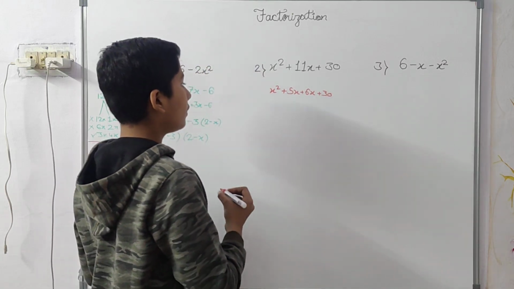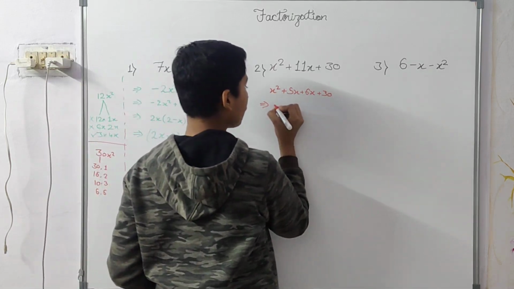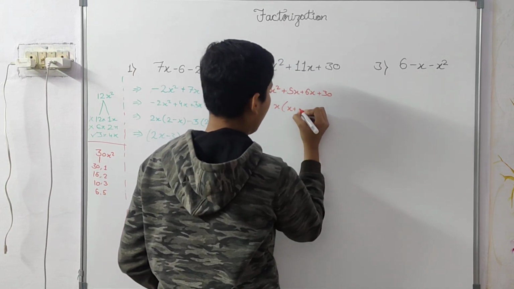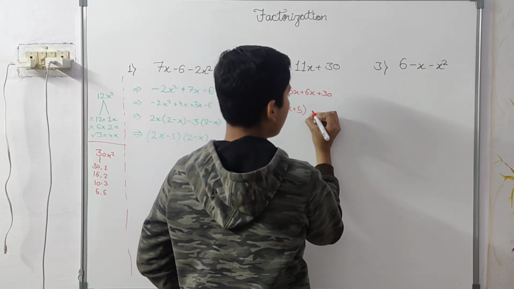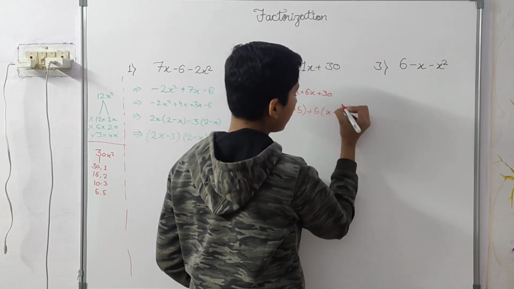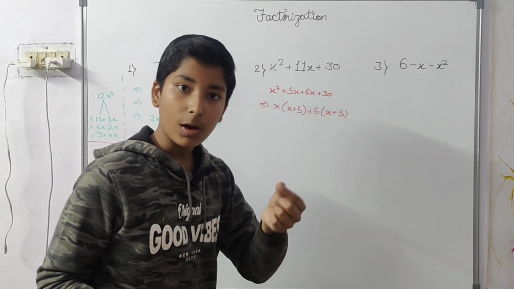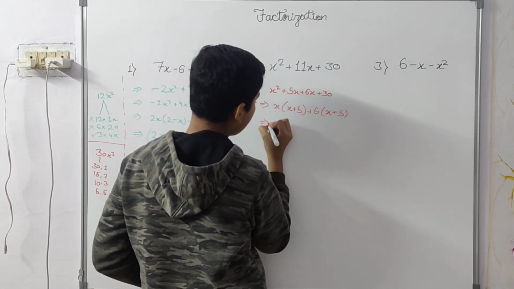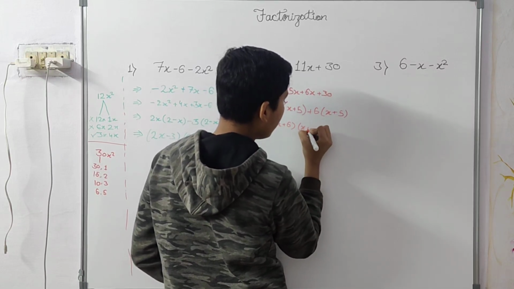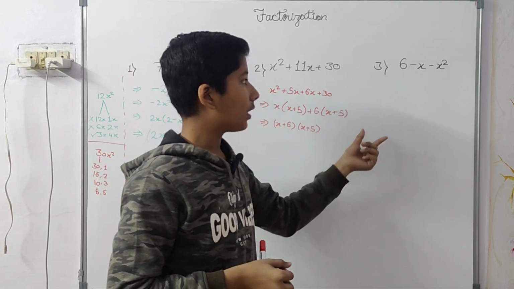See, now what will we do? We'll just again take common. X is common over here, so we'll write x plus 5. And if you see over here, then 6 is common. Again x plus 5, 6 fives are 30, so 5. So in our bracket, these brackets are the same, so our answer is correct. x plus 6 multiplied by x plus 5. This question is done. Now we will come to our next question.